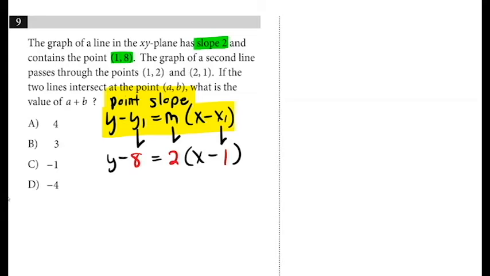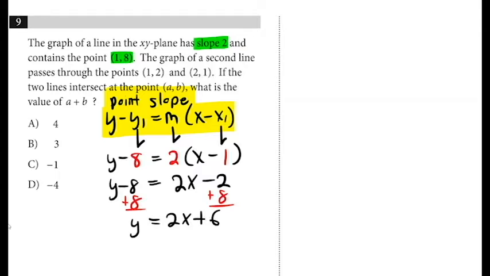And putting all that in there, we have y minus 8 equals 2 times x minus 1. Let's go ahead and simplify a little bit. We can distribute the 2, and that'll give us 2x minus 2. Now we can add 8 to both sides, and that'll give us y on the left and 2x plus 6 on the right. So we now know that the equation of the first line we were given is y equals 2x plus 6.